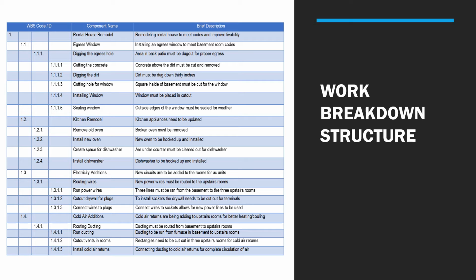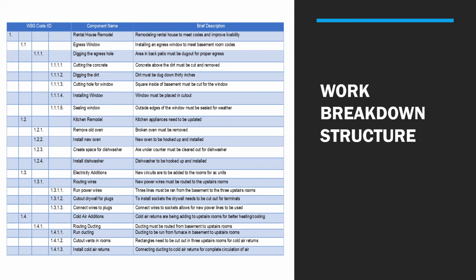For the kitchen, it's just removing the appliances and installing the new ones, making sure they work. Then the third section is all the new electrical circuits being added for the rooms. Basically, you have to route the wires, run the power, and land them in the rooms.